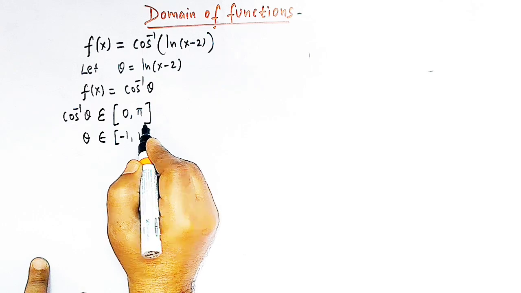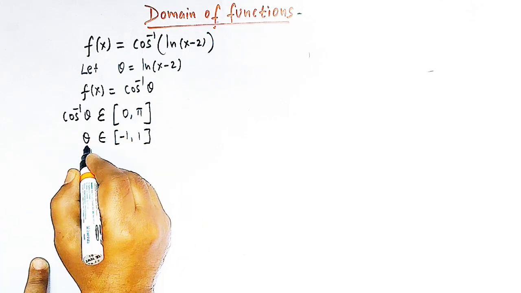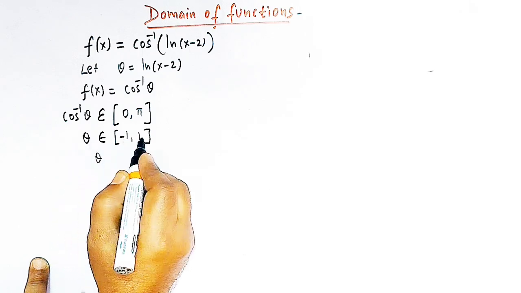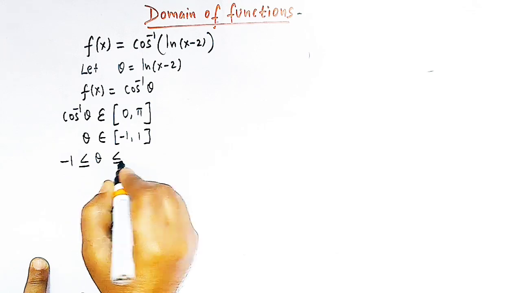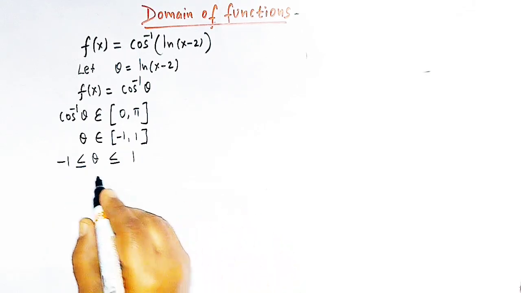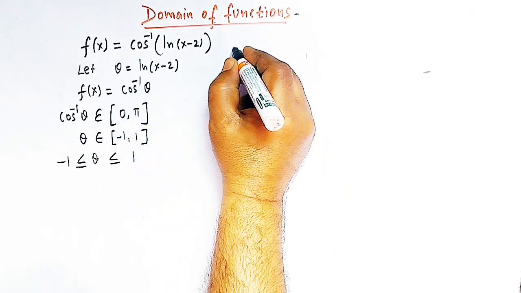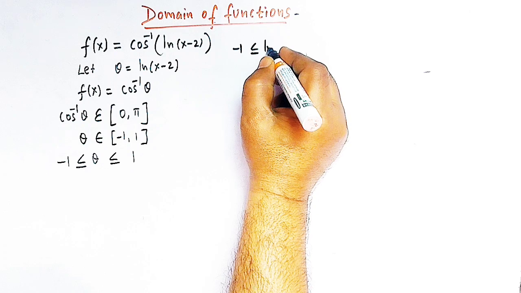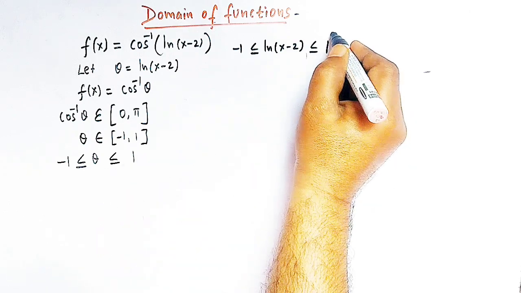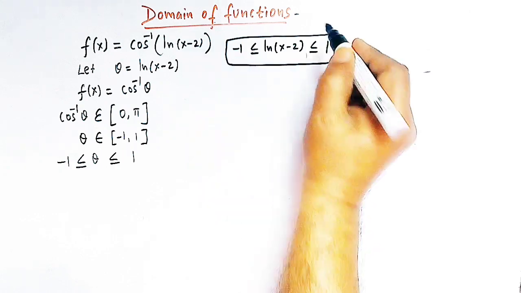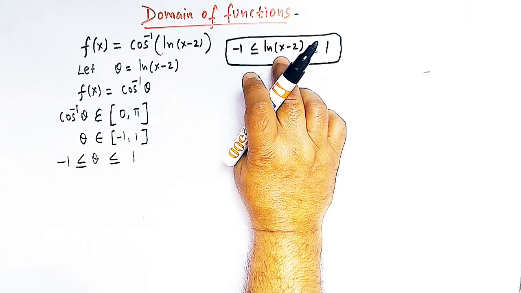This is the closed interval, and provided theta belongs to minus 1 to 1. So we can also write this expression as theta greater than or equal to minus 1 and less than or equal to 1. So now we can replace this theta by natural log of x minus 2. So here we have minus 1, then we have natural log of x minus 2, and here we have 1. So now we have this inequality, right? And we have to solve this inequality for x, right?